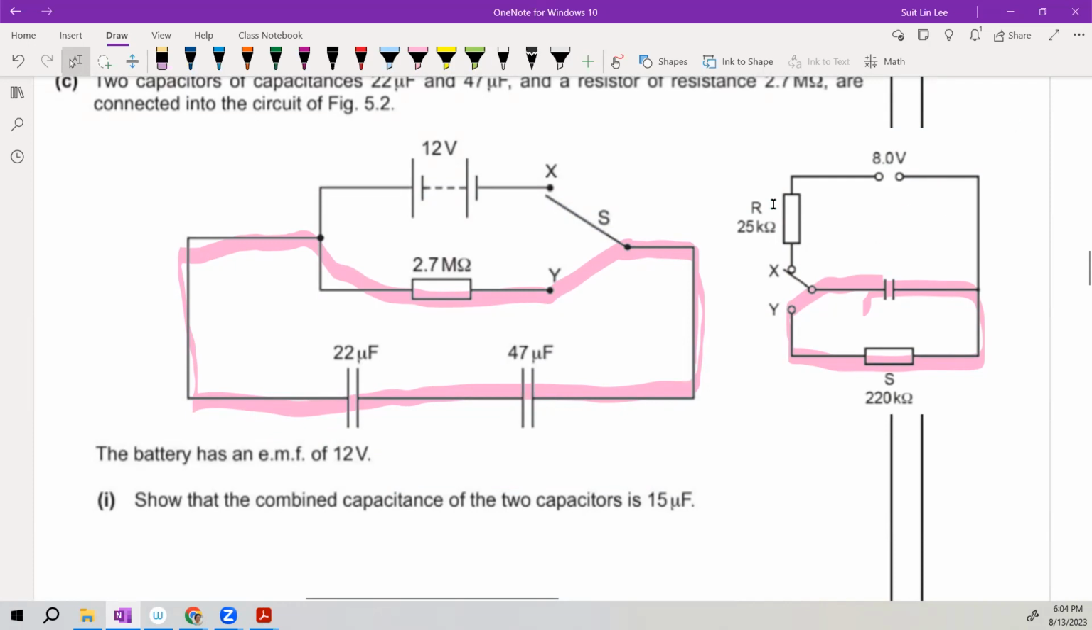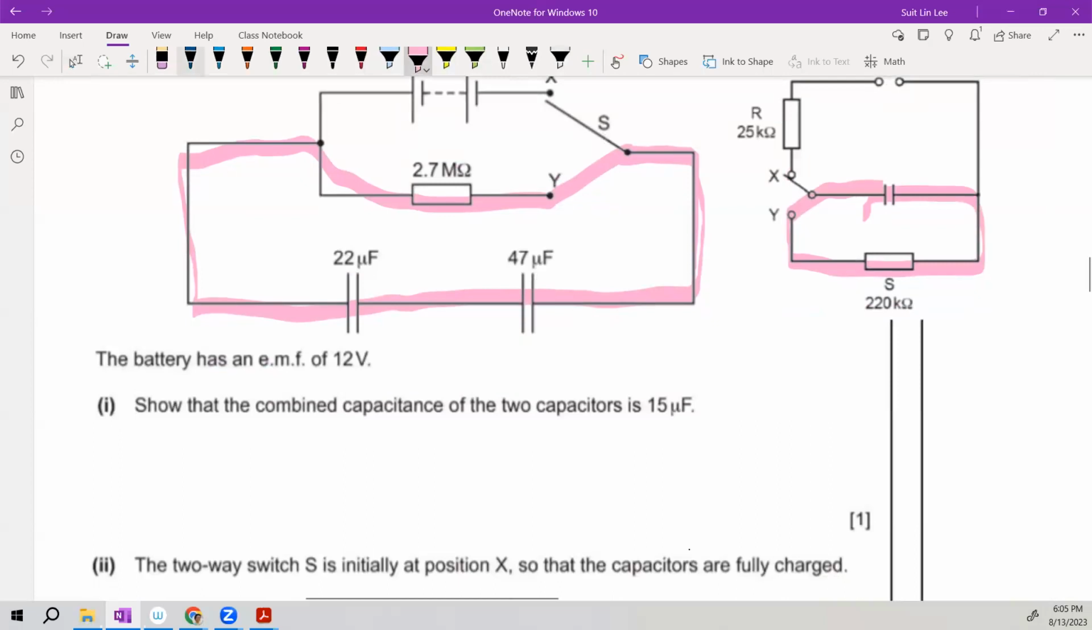In this case, there's an extra resistor here, the 25 kilo ohm. All right, anyway, here you're asked to show the combined capacitance of the two capacitors is 15 microfarad. So hopefully you already see the parallel one. So now you're going to see the series one. So 1 over total capacitance is 1 over 22 plus 1 over 47. So total capacitance is 15 microfarad.